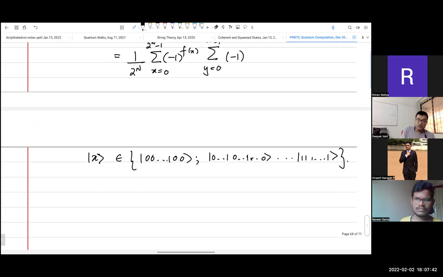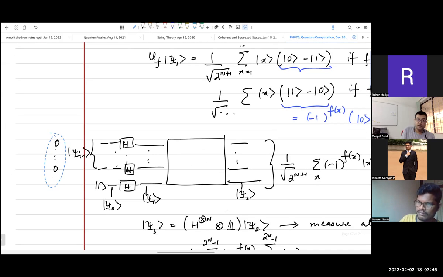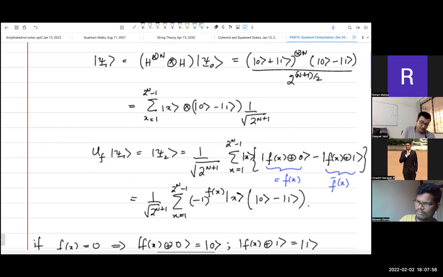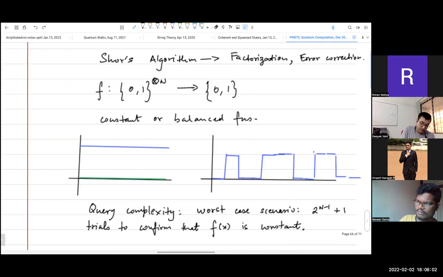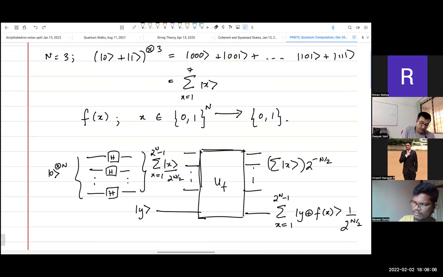Now, when you start out at the very beginning, you start out with a single bit sequence, the all zero bit sequence, and you apply Hadamard to that. When you apply Hadamard to that, what do you end up with? You end up with this expression, an equal weight superposition of all the bit sequences. Now what I'm saying is that we again apply n copies of this Hadamard gate to this equal weight superposition.